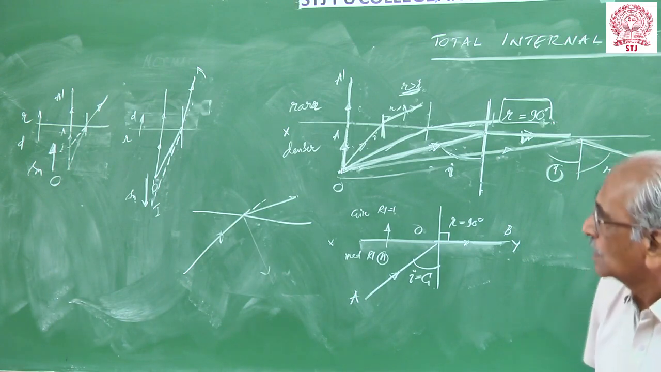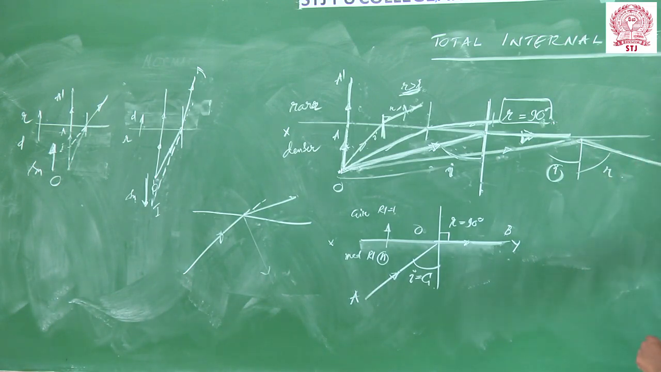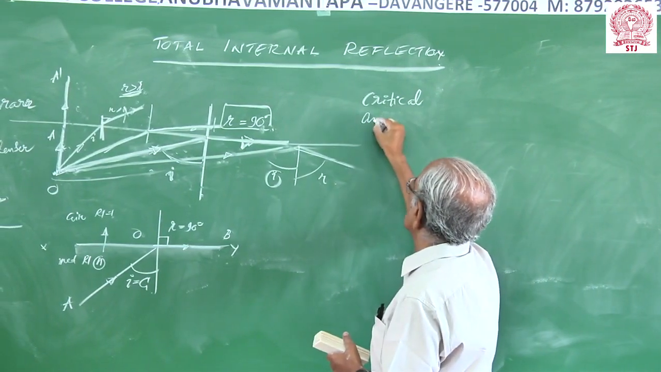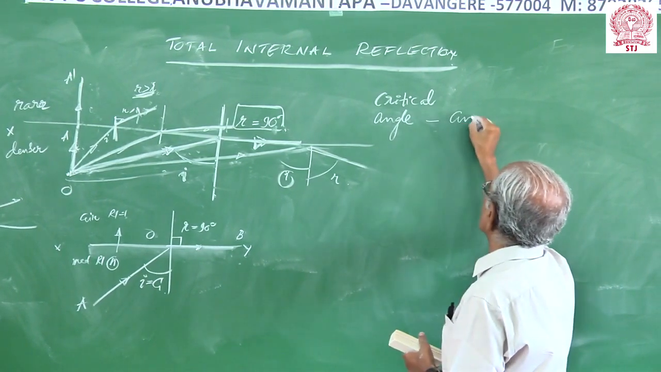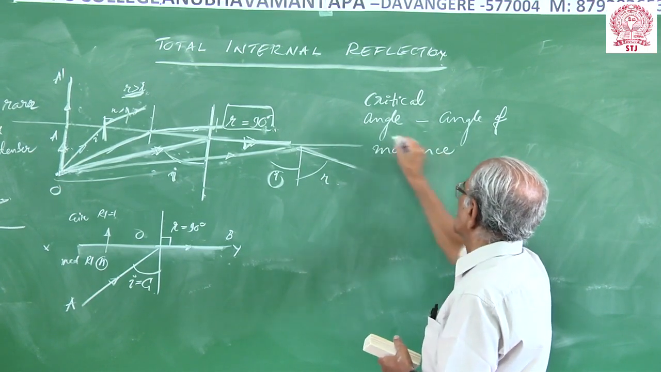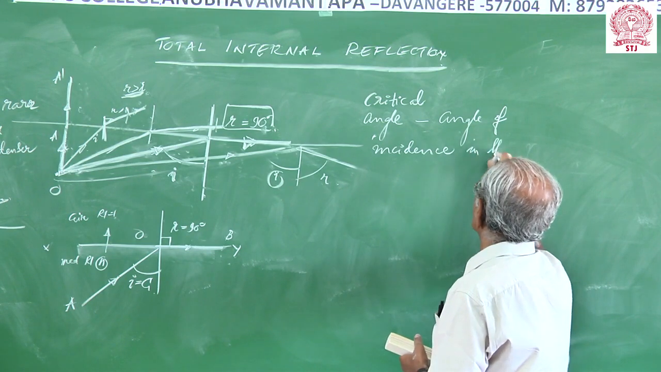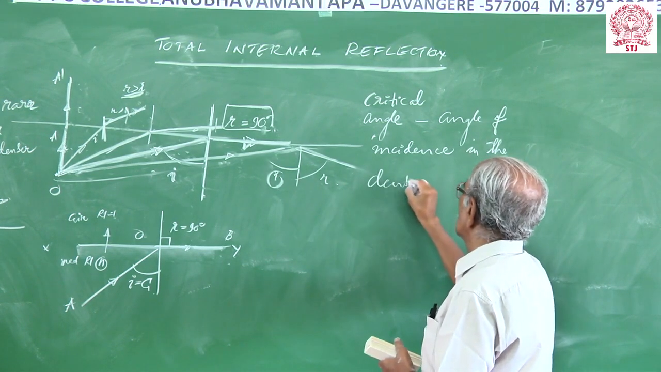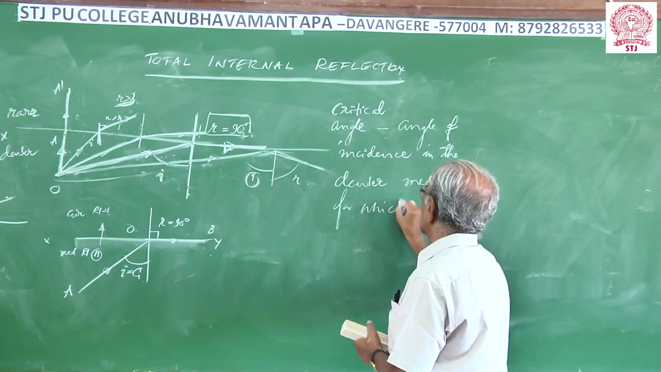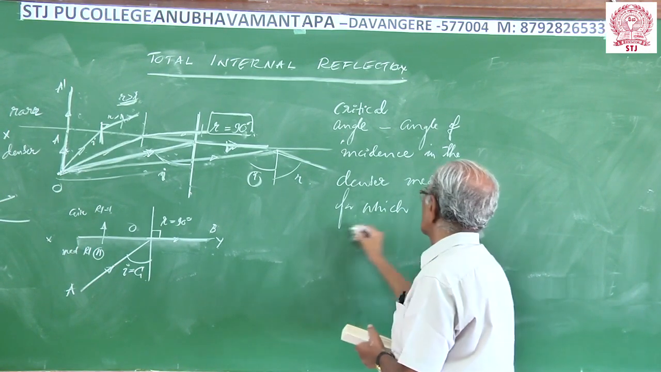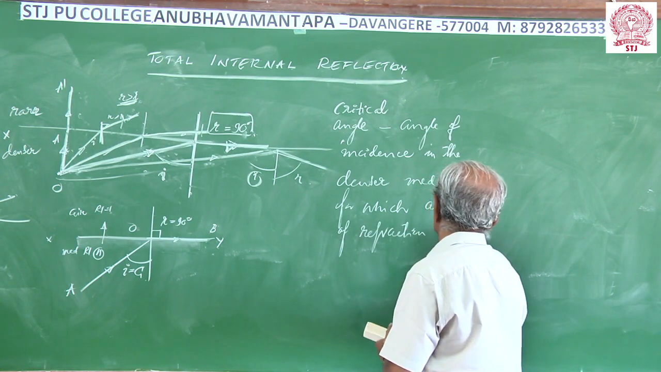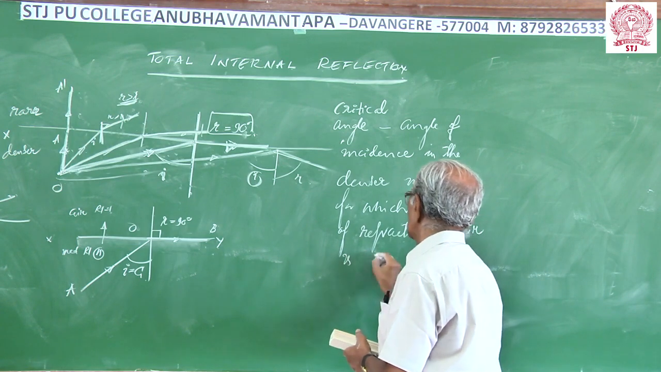So critical angle is the angle of incidence in the denser medium for which the angle of refraction in air or free space is a right angle.